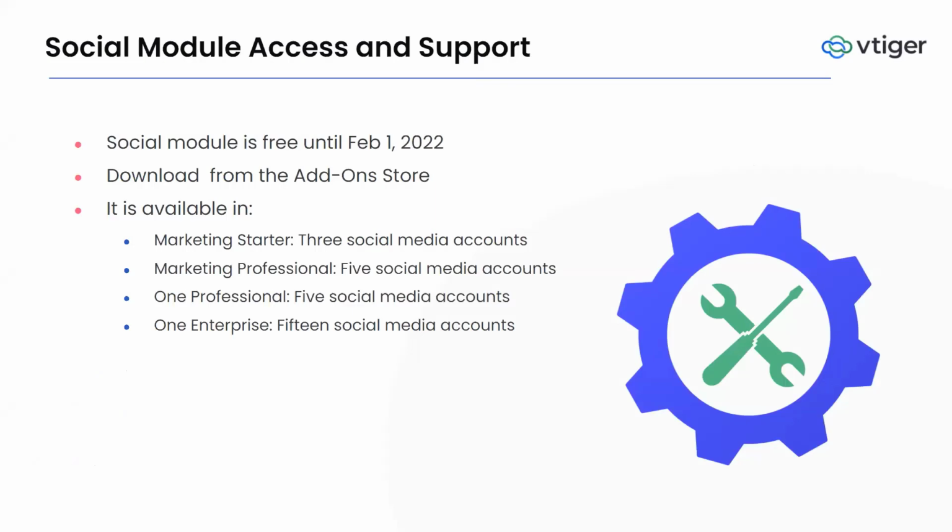And it is available in 4 editions currently of the CRM. You have the Marketing Starter, Marketing Professional, the One Professional, and One Enterprise editions. And these all have different amounts of social media accounts you can link to them. So the Marketing Starter only has 3, Marketing Professional and One Professional have 5, and the One Enterprise has 15 social media accounts you can link to the social module.